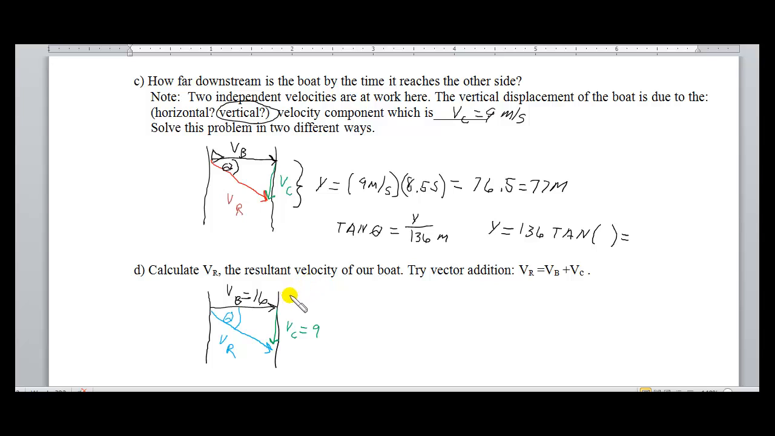Well, this relates to the problem below, which is calculate v sub r, the resultant velocity of our boat, and we're going to accomplish this by using vector addition. So here's the situation. The boat is going horizontally, or trying to, at 16 meters per second. The current is acting down 9 meters per second. We can find this angle theta and use that right up here. Okay, so figure out what the angle is, figure out what the vertical displacement is, and also find this resultant velocity of our boat. Push that pause button and get out your calculator.